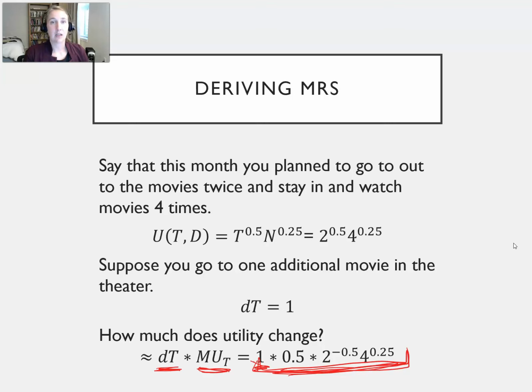Now, people who are watching closely will notice that I do have this squiggly equal sign right there, meaning approximately. Why is it just approximately? Well, you have to remember that calculus is based on the idea of infinitesimally small changes. And here we're talking about changing the number of movies that you go see by a whole unit. That, technically speaking, breaks the calculus, but trust me, we can play fast and loose on this particular point.